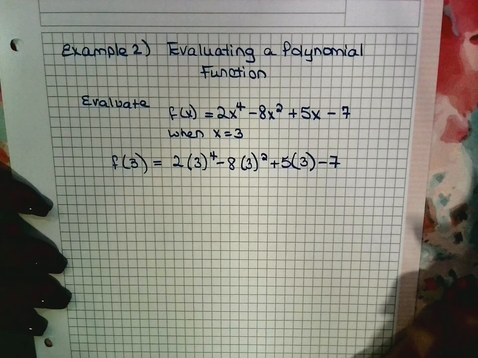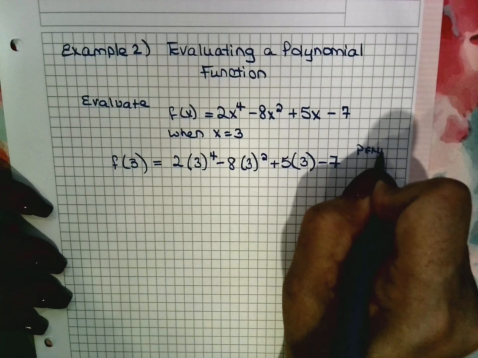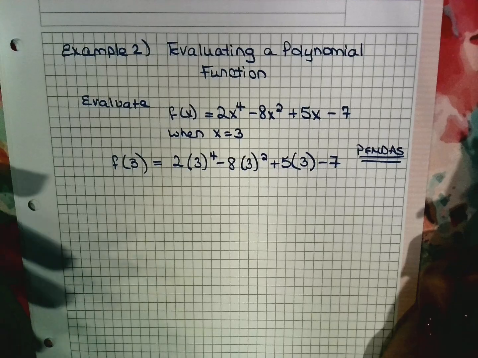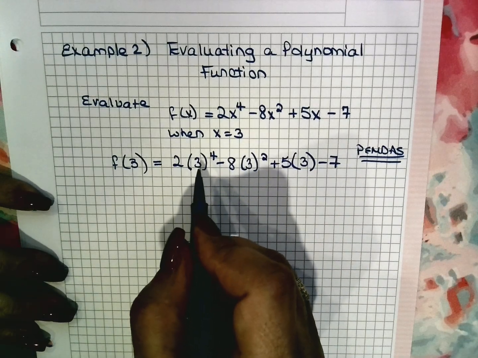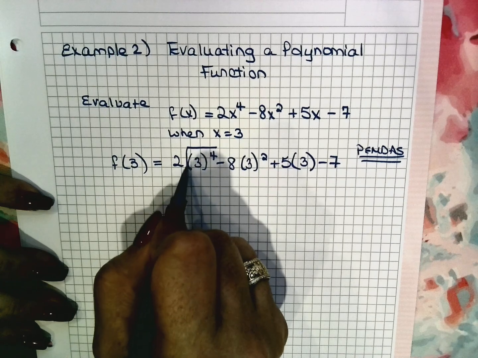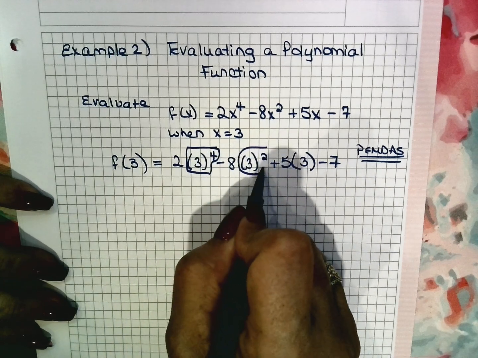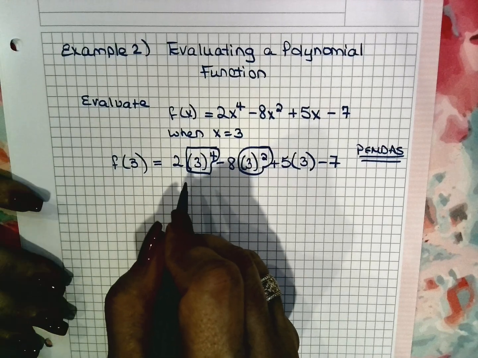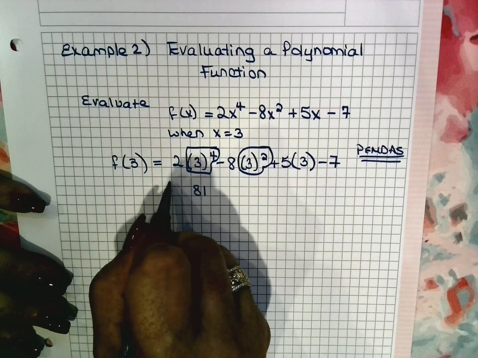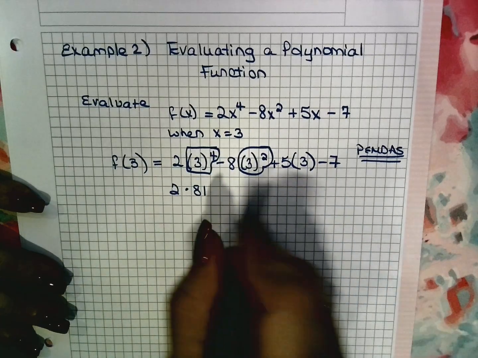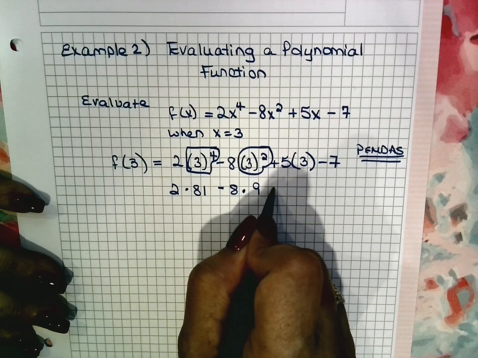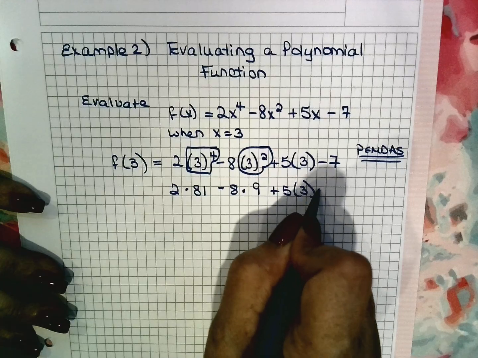All right? And this is where you need to remember your order of operations, guys. Please remember that. Everything in math is done using order of operations, so don't just ignore it and try to do your thing. You must do parentheses and then exponents. That's an exponent. That's an exponent. Let's take care of that first. So 3 to the fourth, that is going to be 81. We're going to be left with 2 times 81 minus 8 times 3 squared, that is 9. And this is 5 times 3 minus 7.